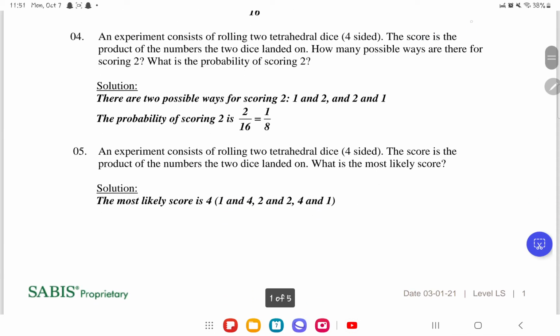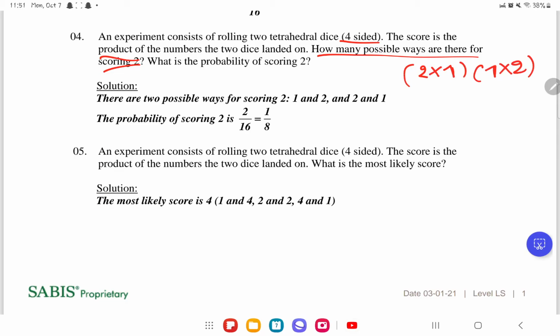So now, an experiment consists of rolling 2 tetrahedral dice. Again, the score is the product of the numbers. How many possible ways are there for scoring 2? You can get 2 either by 2 times 1 or by 1 times 2. So it is 2 out of the total possibilities, which is 16. So then if we simplify it, it is 1 out of 8.